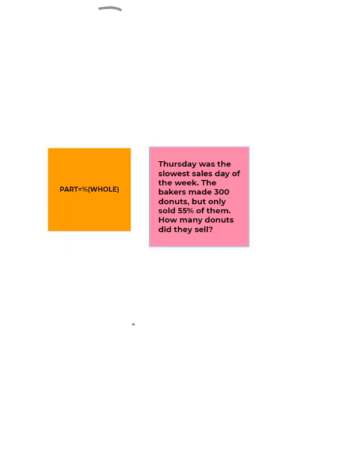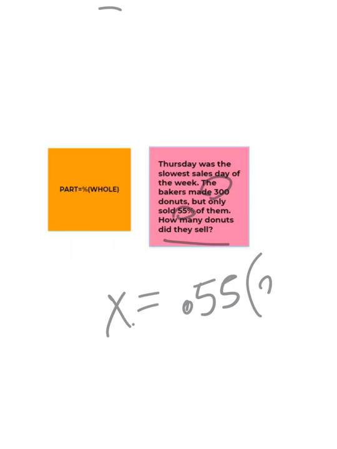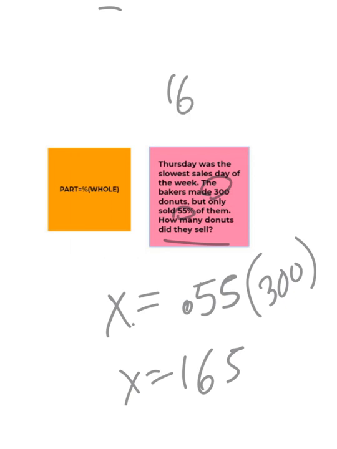All right, Thursday was the slowest day of sales of the week. The bakers made 300 donuts, but only sold 55% of them. So we have total and percent, and we're looking for the part, which is the number that we sold. So x is equal to 0.55 times 300, and that'll be x is equal to 165. 165 donuts sold.